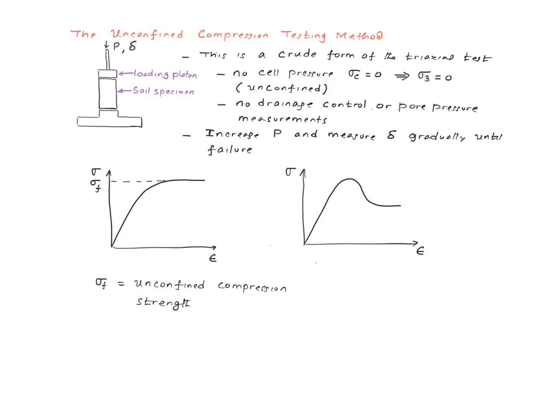If you do that under a load control mode, then you'll keep increasing the load, right? But as soon as you come to the peak, you won't be able to increase that anymore. The specimen is going to fail right there. You will not be able to capture this falling part. So that's all there is to it. So it's basically a crude form of the triaxial test.